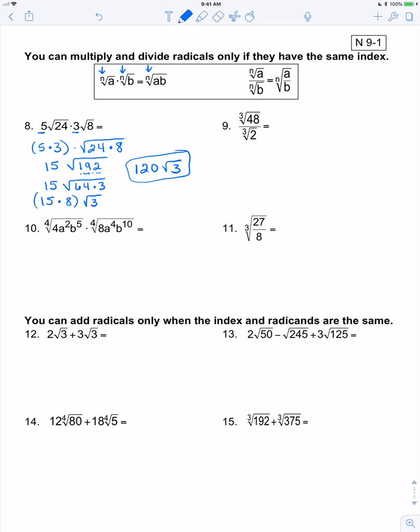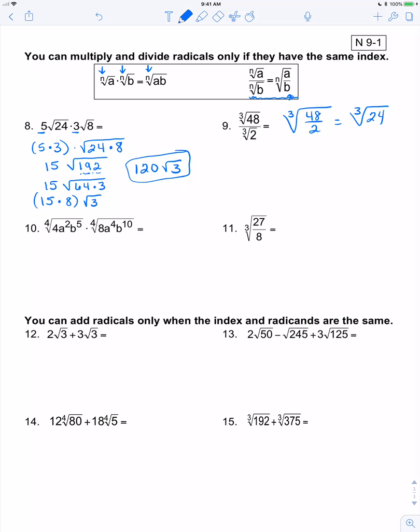Okay, so now we've got the cube root of 48 divided by the cube root of 2. Well, look at this rule right here. We can cube root both of those separately, or we can do the division first and then cube root it. If I'm looking at 48 and 2, I automatically think, 48 divided by 2 is 24. So I'm really working with the cube root of 24.